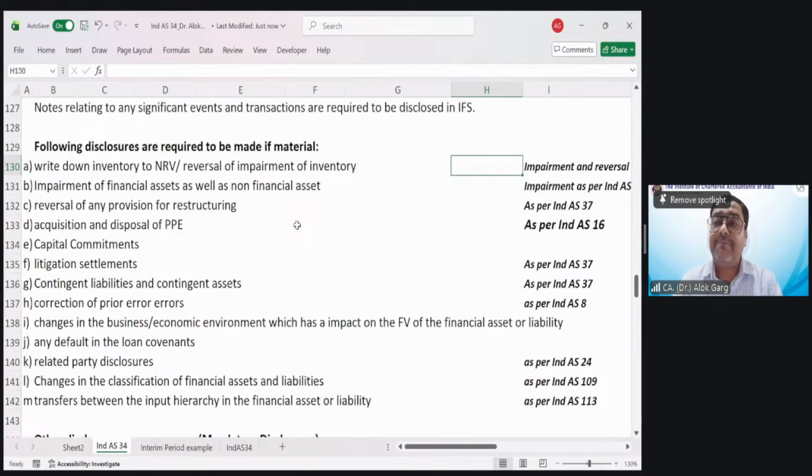Friends, the company's balance sheet size is 10,000 crores and there is an impairment of inventory of 1 crore. Whether this disclosure is mandatory?